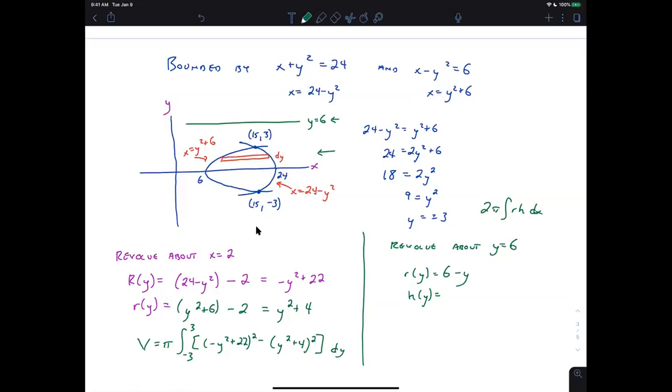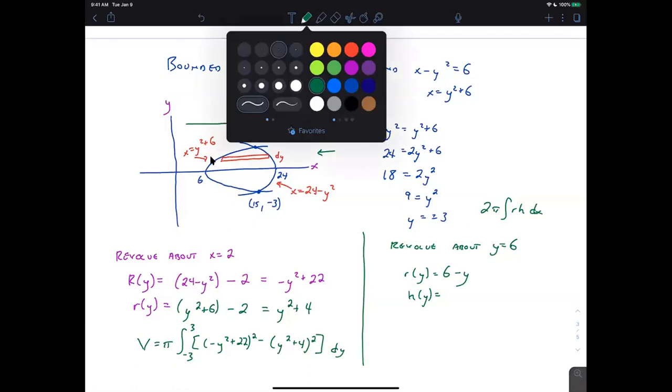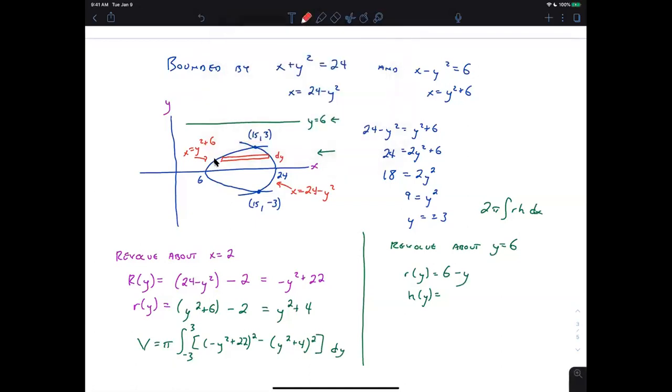Okay. And so now h of y. It's weird to talk about height as being sideways, but it's the height of the rectangle. The base of the rectangle is dy. So the height of the rectangle is actually the distance from there to there, from the left end to the right end. Again, that's horizontal. So you take the x on the right minus the x on the left.